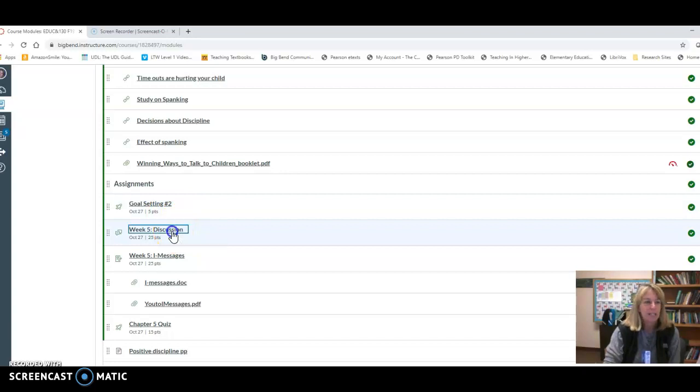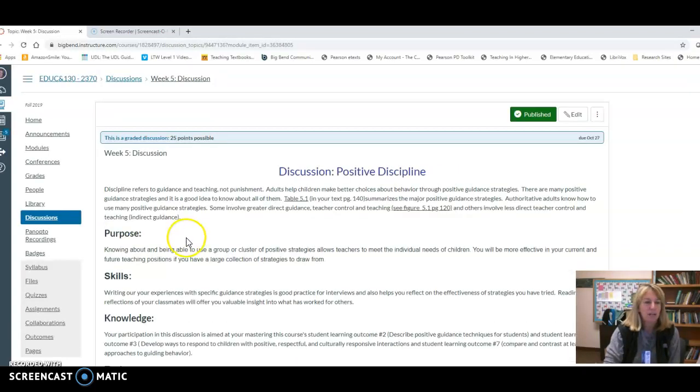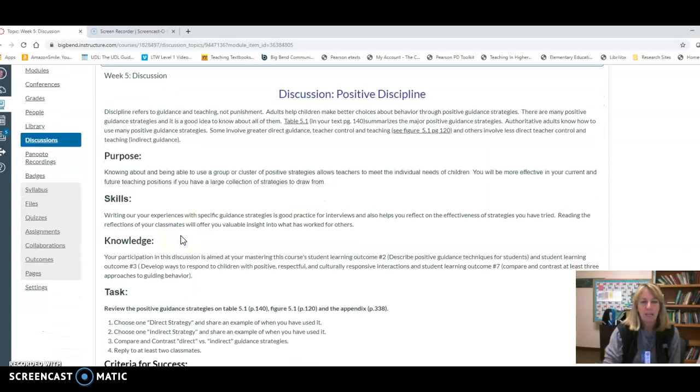Okay, this week's discussion is right here. It's about positive discipline. Really, it's about direct versus indirect guidance, which are both ways to have positive discipline. So I wanted to point out a couple things. First of all, you're going to be using table 5.1, right? See that right here? And then also figure 5.1 in your text. So they're on page 140. Here is the table, which is on page 140. And then page 120 is the figure 5.1. It's kind of confusing because they're both called 5.1, okay?